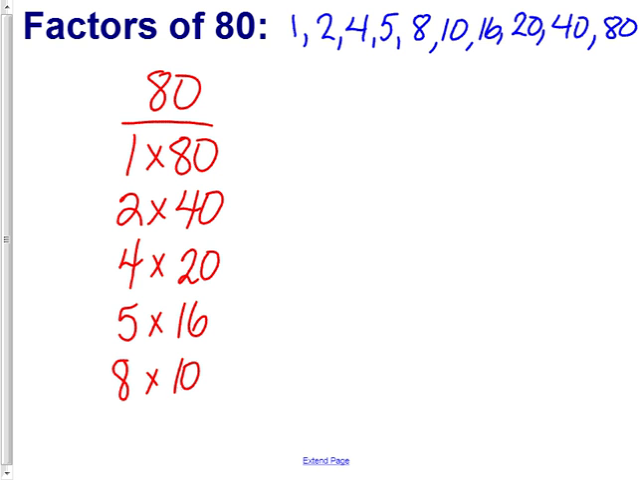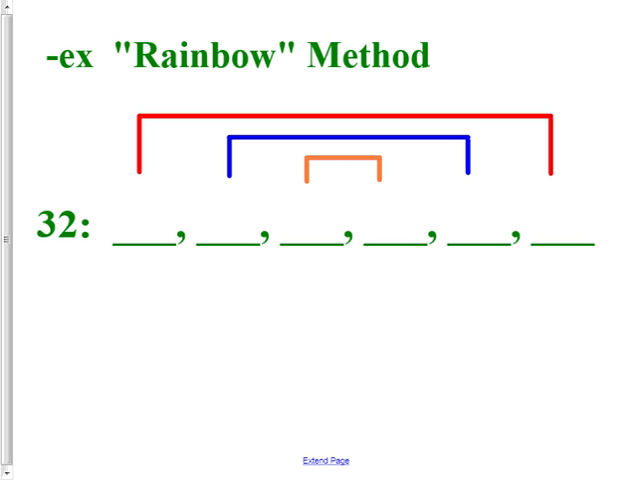That's one method for listing factors. Another method for listing factors that's kind of similar is the rainbow method. It's similar in how you think about it. It's just different in how you write it. You don't write out all the multiplications. You just write your list. So if I want to think about factors of 32, I would think about the first factor pair or first multiplication I can use, and that's 1 times 32.